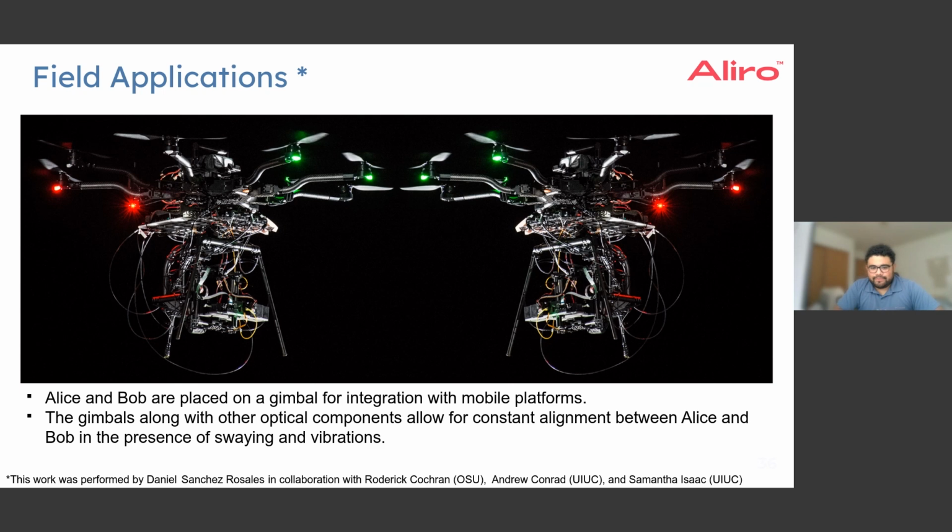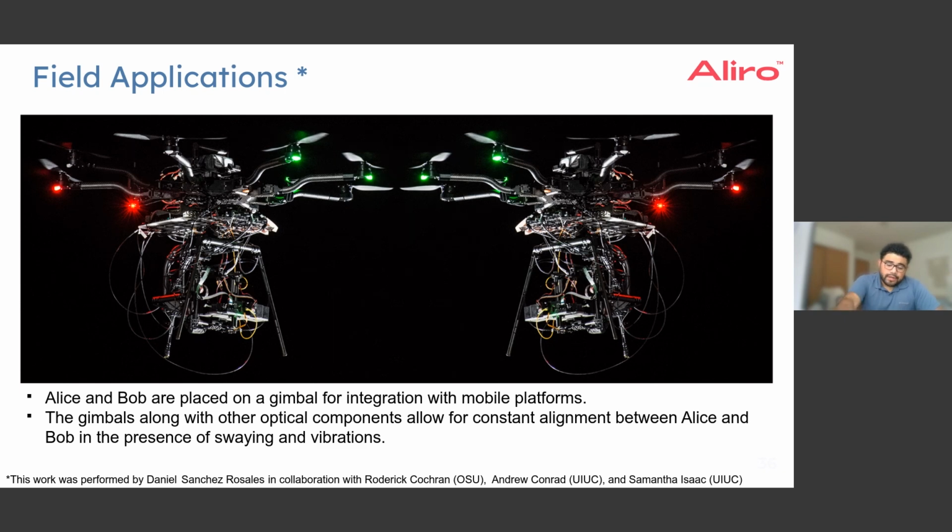Whereas if you were to put them, for example, on a drone, there's going to be a lot of vibrations, there's going to be a lot of swaying, and there's going to be wild temperature changes sometimes if you do it at night. And so these are all things that you need to be able to overcome if you want to do quantum key distribution with these mobile platforms.